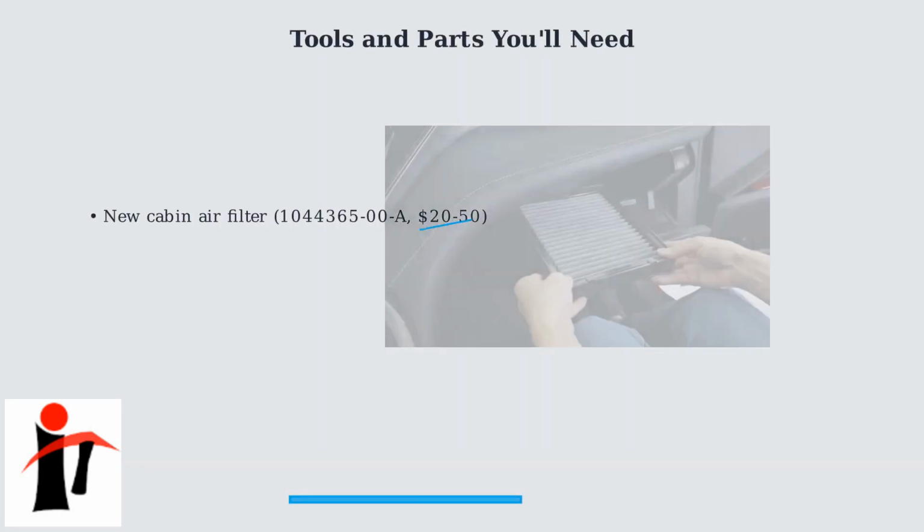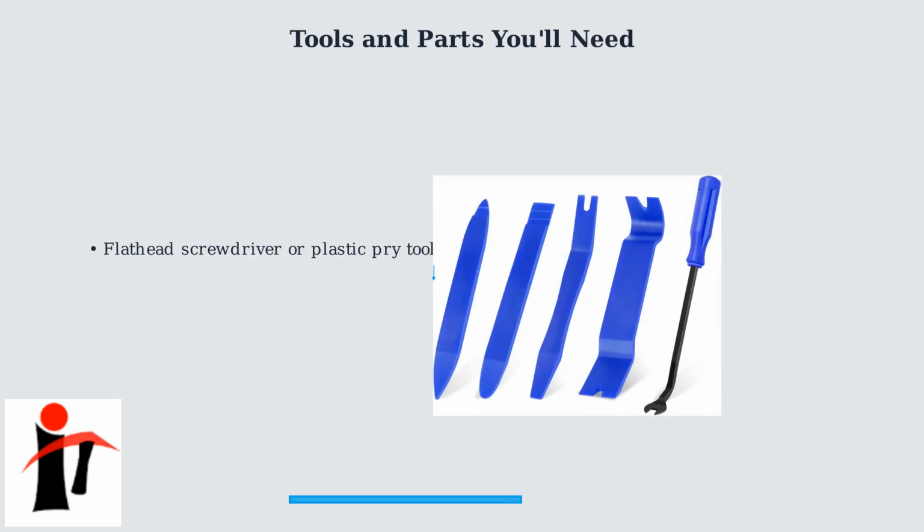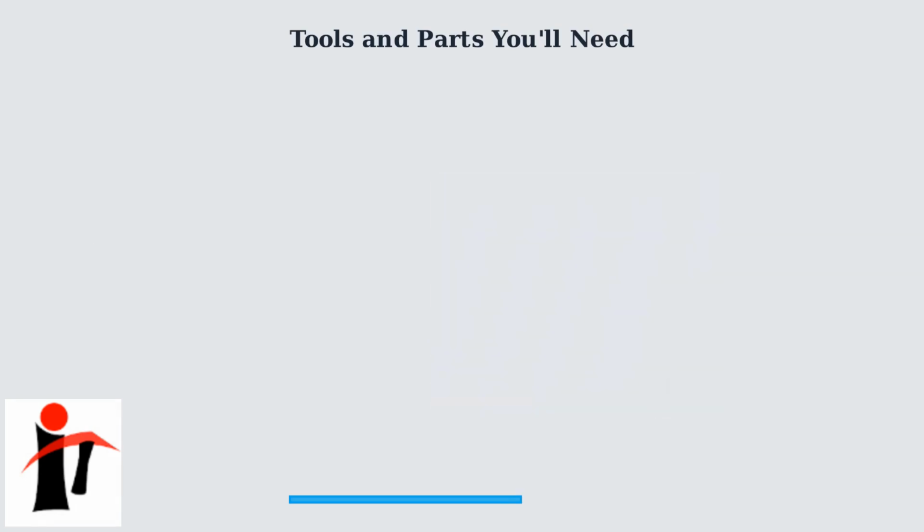big difference. Before you start, gather the necessary tools and parts. You'll need a new cabin air filter, part number 104435-00A or similar, costing $20 to $50 from Tesla or third-party suppliers. A flathead screwdriver or plastic pry tool can be helpful for removing the access panel. Gloves are recommended to keep your hands clean. Make sure you are working in a clean, dry area.